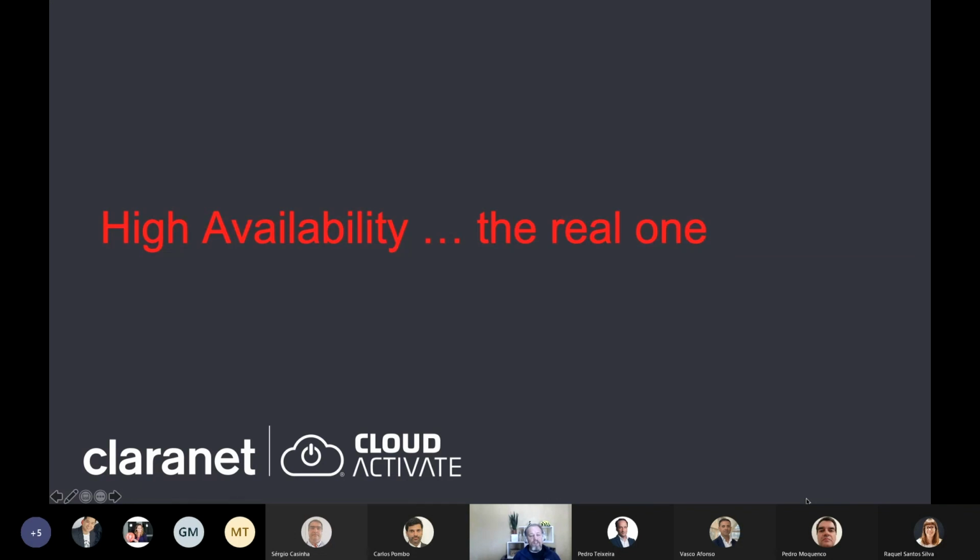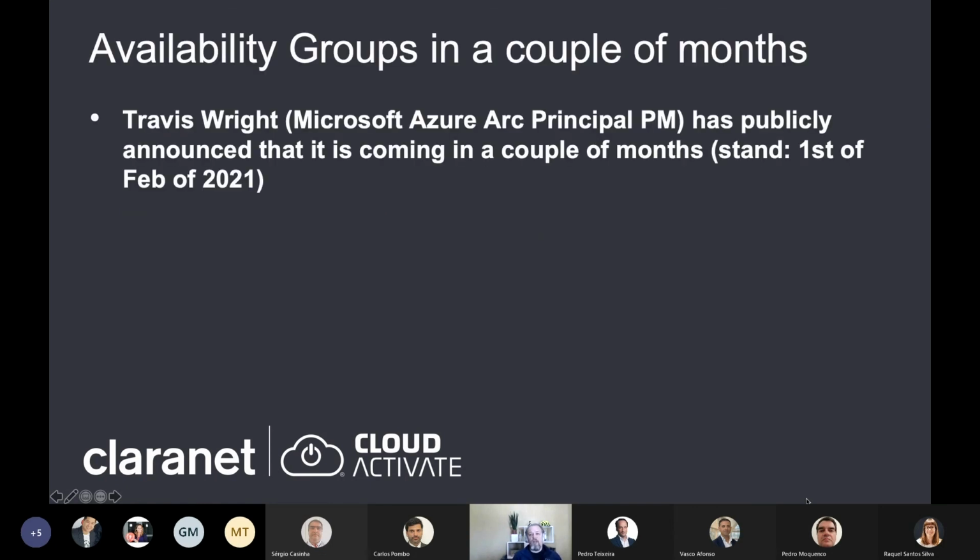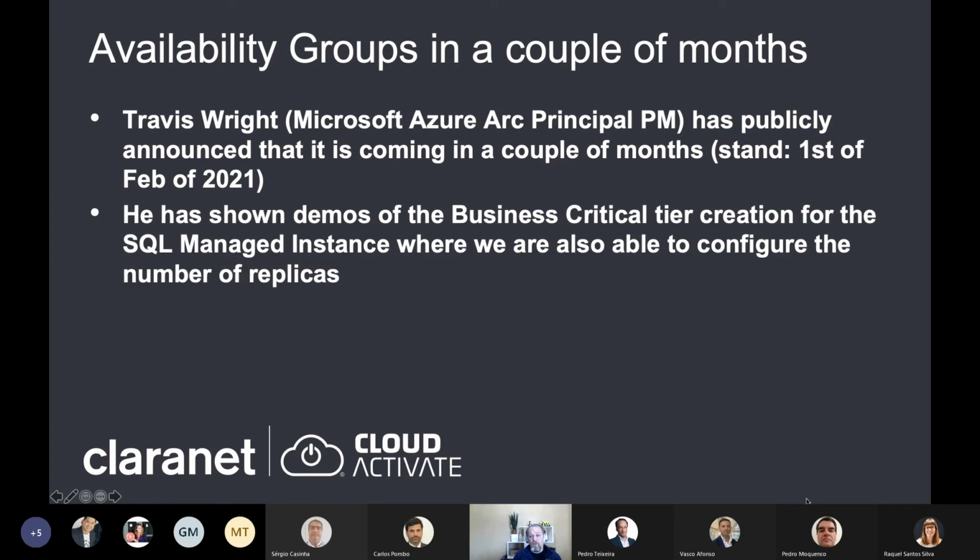Okay, so high availability. It's not available yet. It's coming. 3 days ago, Travis Wright publicly announced that it's coming in the next couple of months. Given that the expected GA is within the next 5-6 months, I would say it really should be a couple of months. It's just a parameter. You specify the business critical tier and the number of replicas, and you get an availability group totally configured with the number of replicas that you wish.